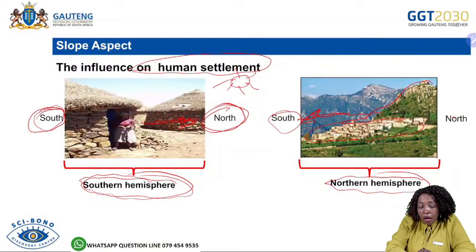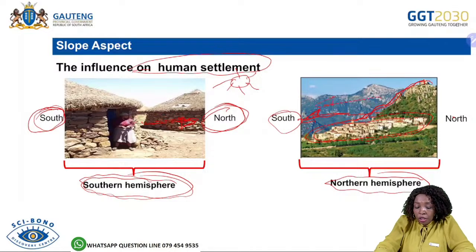So the choice of settlement there would be mostly houses concentrated on those slopes that are facing the north in the southern hemisphere. And then the concentration of settlements here in the northern hemisphere is on the slope of the valley that is facing which direction? That is facing the southern direction there.